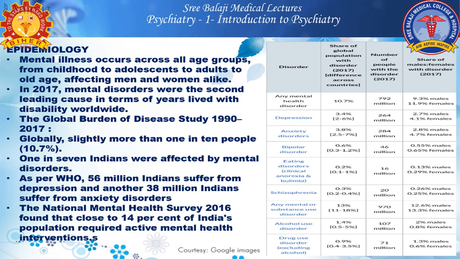Let's have a look at the epidemiology. Mental illness occurs across all age groups, from childhood to adolescence to adulthood to old age, affecting men and women alike. In 2017, mental disorders were the second leading cause in terms of years lived with disability worldwide. The Global Burden of Disease study said that globally, slightly more than 1 in 10 people are suffering from mental illness. India has one of the highest prevalences of mental illness globally.